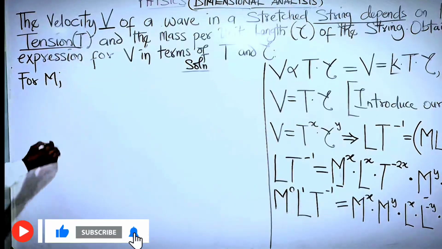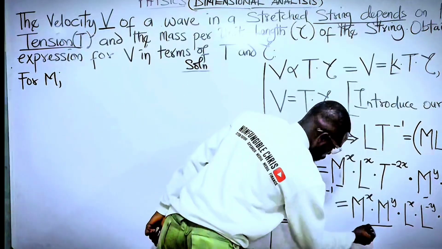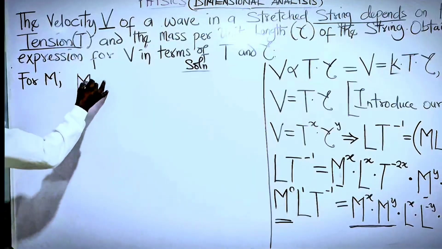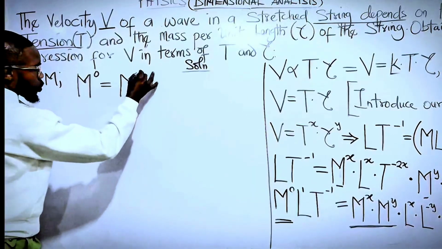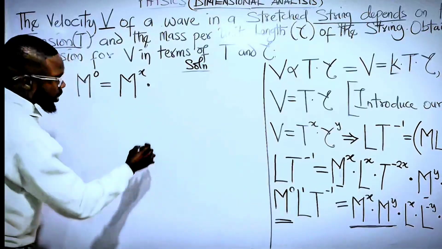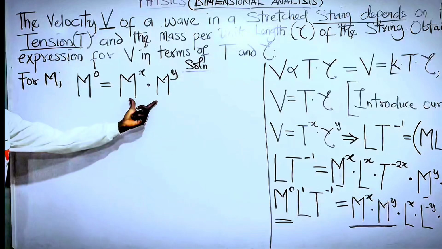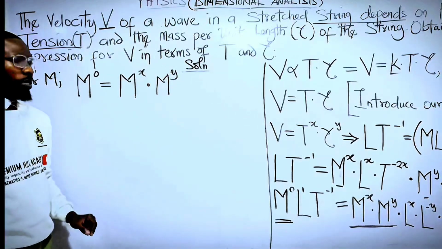If we compare, we'll take this one at the left hand side is equal to this one, right? So let's take that. We have m raised to power 0 is equal to m raised to power x times m raised to power y. But if you watch, this is an indices case.